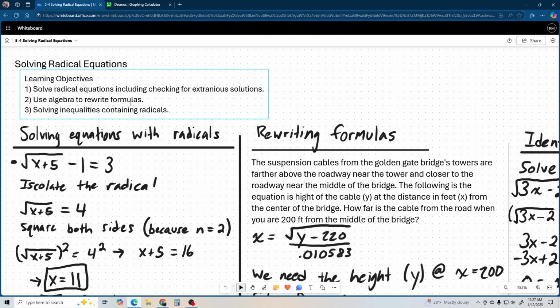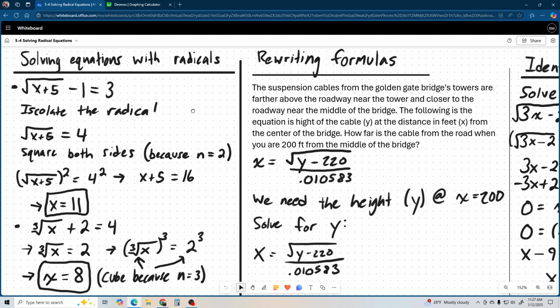All right, so today's learning objectives are to solve radical equations, including checking for extraneous solutions. We'll go over what that means. Use algebra to rewrite formulas, and then solve inequalities containing radicals. Now, solving inequalities containing radicals is usually just word problems where we have to interpret things, right? That's typically how inequalities work.